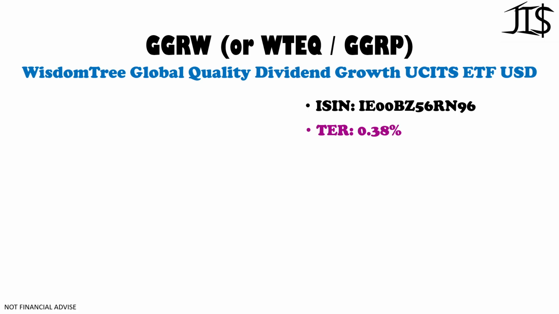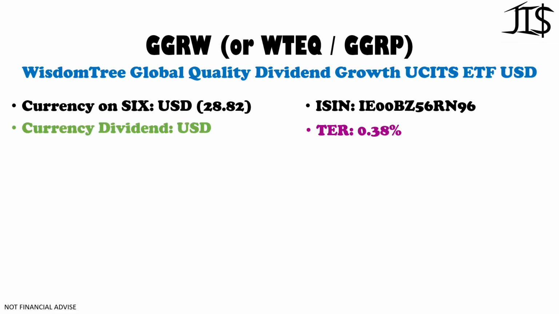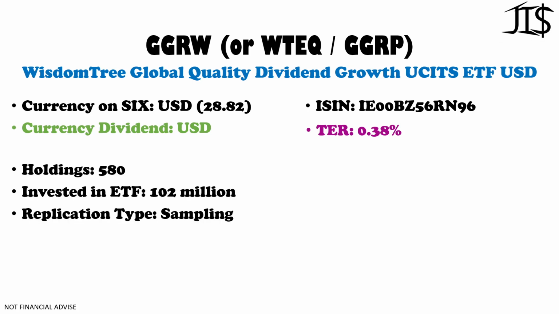Then you have GGRW, or those 2 other short descriptions. It's the WisdomTree Global Quality Dividend Growth UCITS ETF in US dollar. It has a total expense ratio of 0.38%. It trades in US dollar, and it pays out in US dollar as well. It has 580 companies that it invests in, so that's the second largest amount.